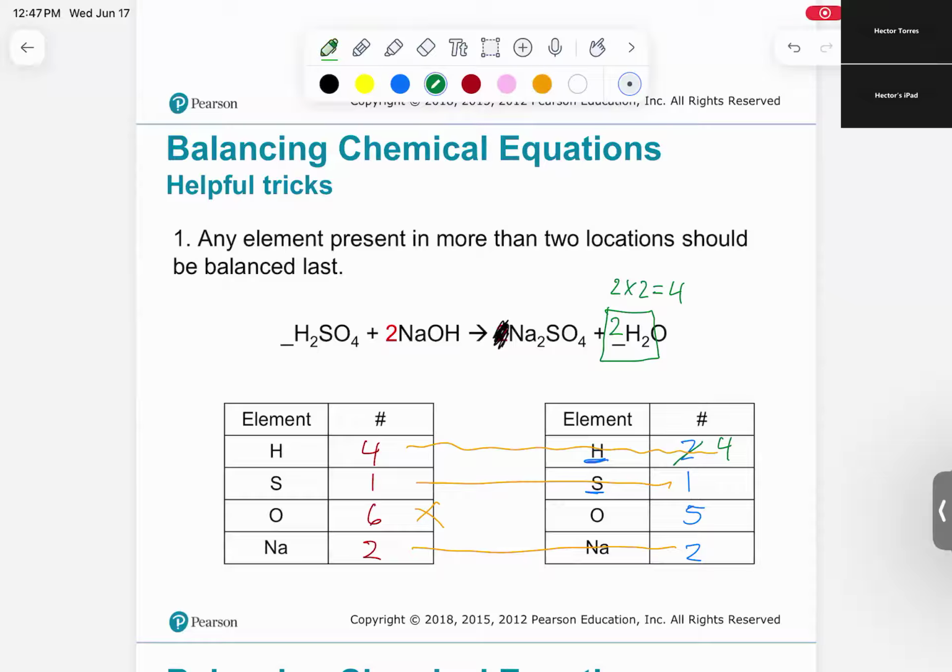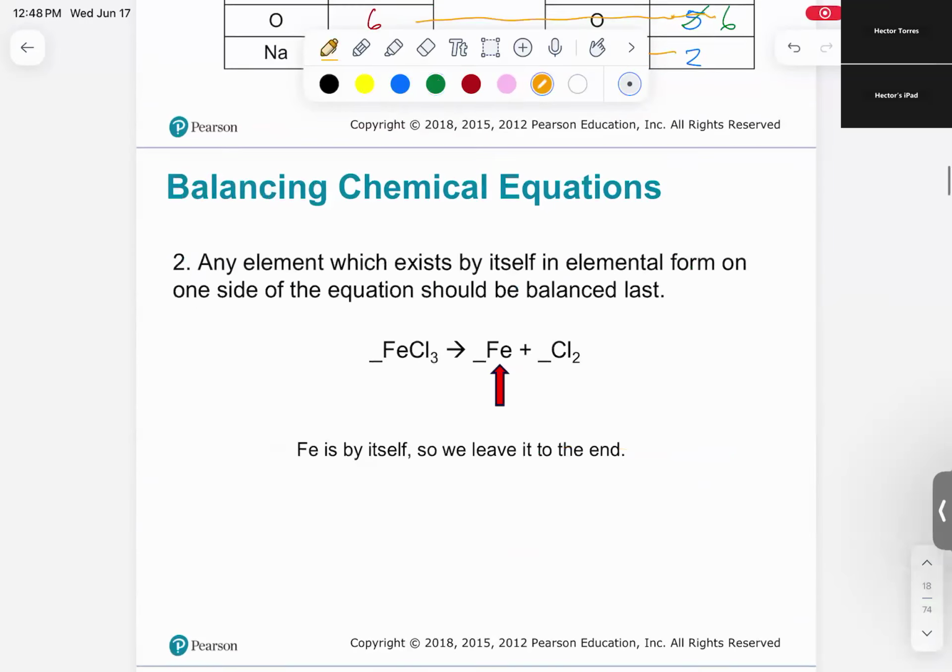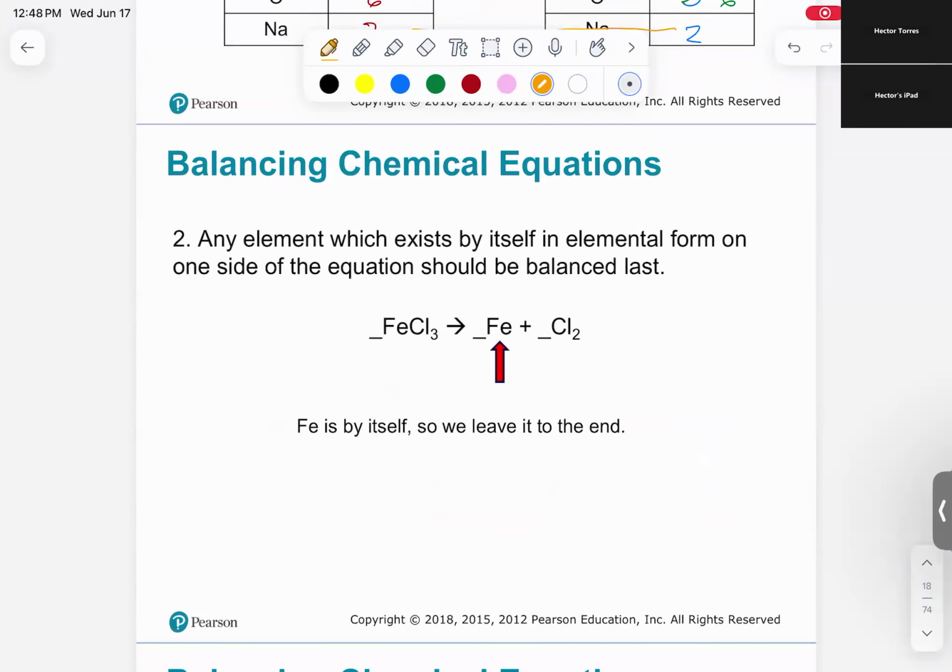Perfect. Now let's check for our oxygens. For oxygens, I have 4 here. Oops, I accidentally erased that too. Okay, and then I have 1 times 2. Okay, and 4. So I have 6 in total. So 6. Now it's balanced because I have 6 on both sides. Okay. Now let's look at another example.